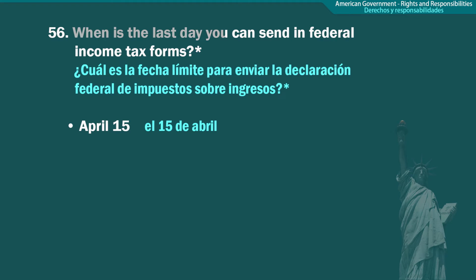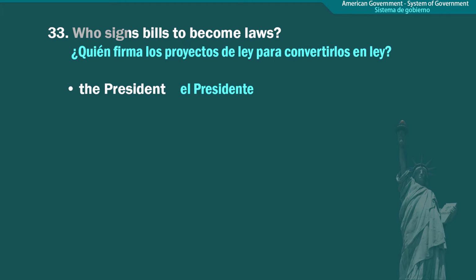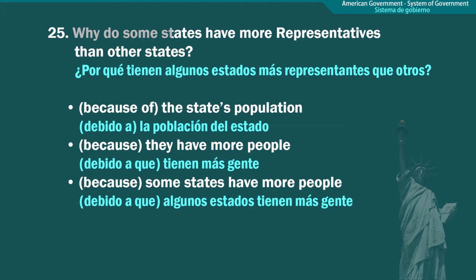When is the last day you can send in federal income tax forms? April 15th. Who signs bills to become laws? The President. Why do some states have more representatives than other states? Because of the state's population. Because they have more people. Because some states have more people.